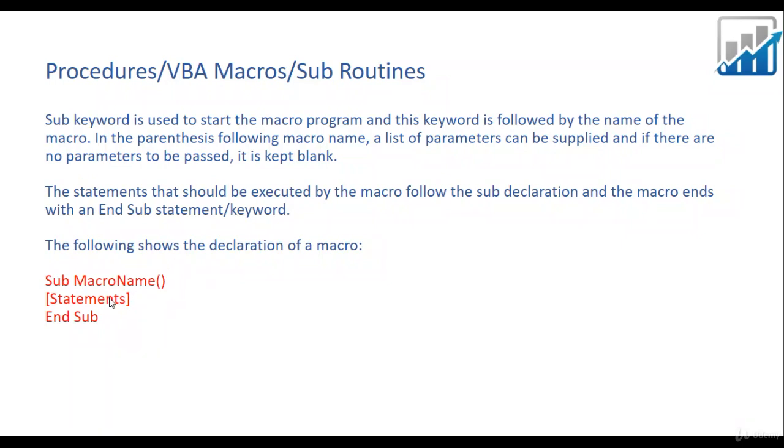After this parenthesis, we've got the statements over here, whatever we want to write. Initially, in the first recorded macro, we just selected one cell. So it was range D4 dot select. That's about it. When we were opening the two files, we had more syntax where we were using Workbook.Open and so on. Then once you've written your program, you end your program with end sub.